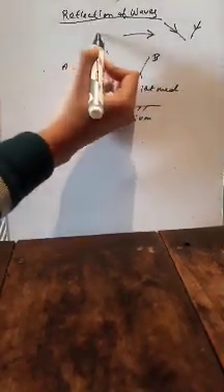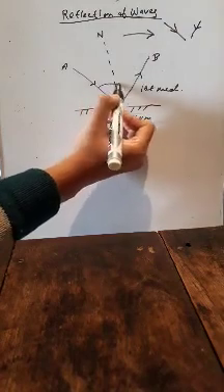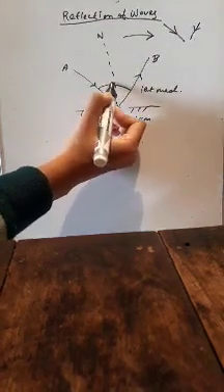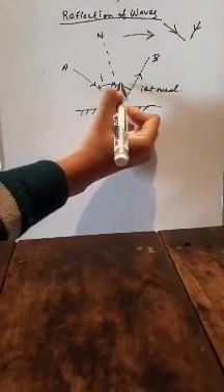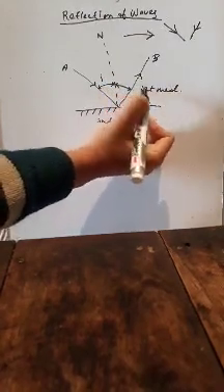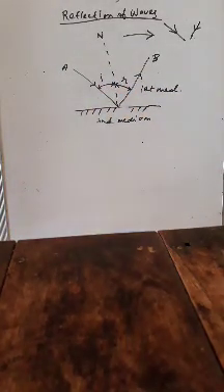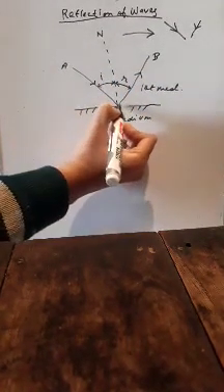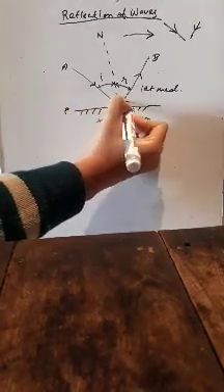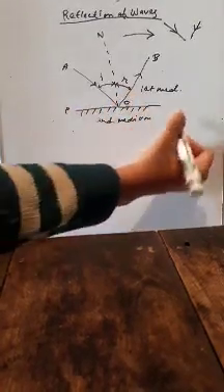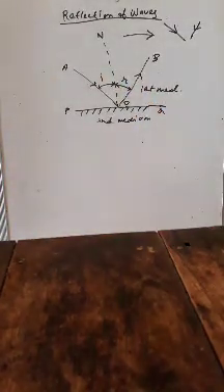This is your N. After that, this is your angle I, this is your angle R. I will explain all these things. So name this medium as P. Here it is incident at point O and this is Q. Okay, so let's start.